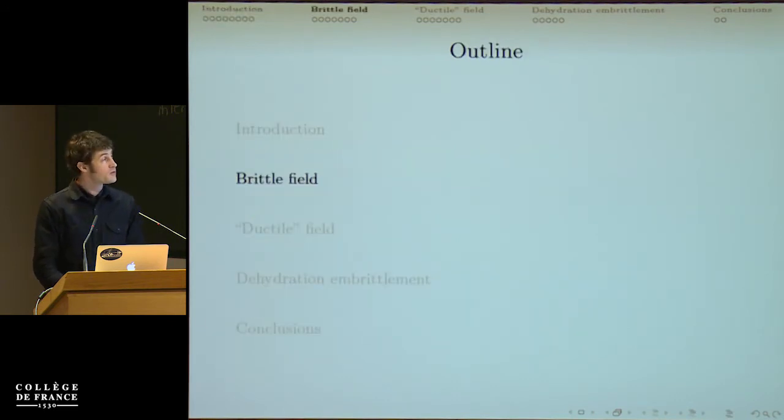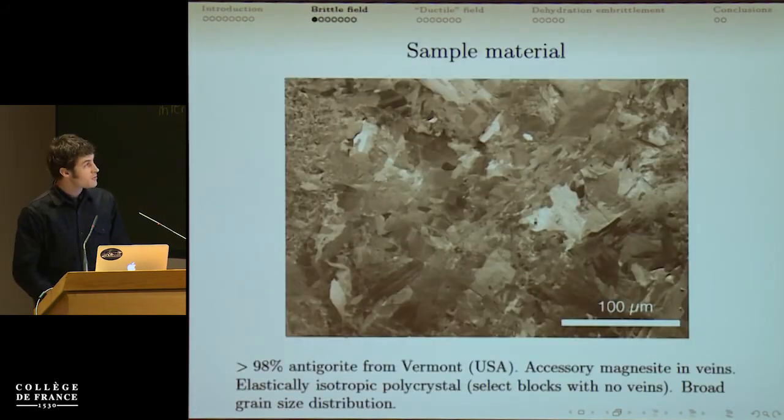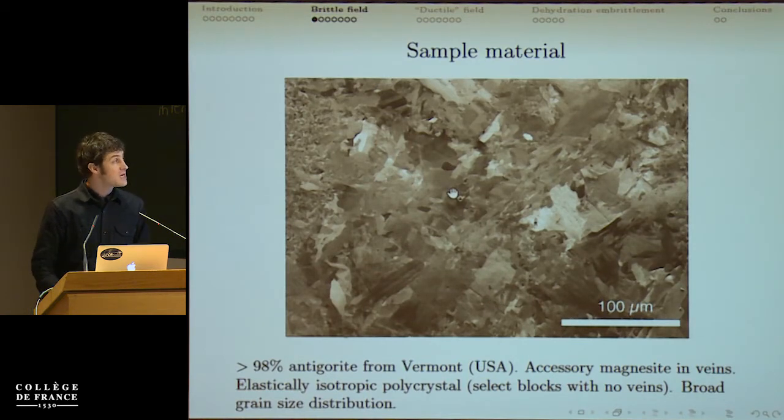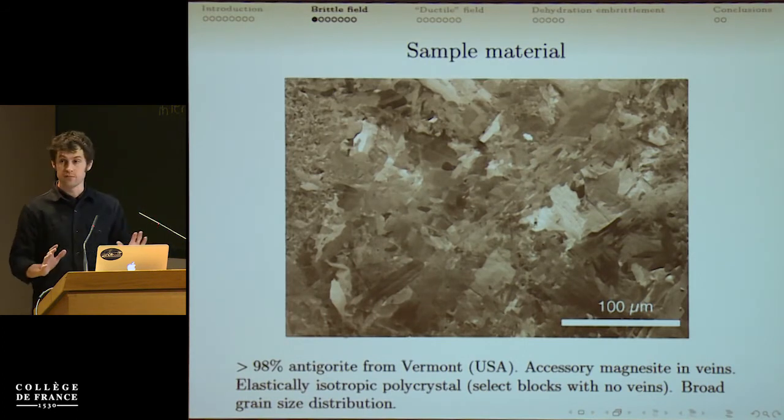So, the brittle field. I'm going to deform antigorite in a brittle regime, try to understand how it works, and if it's similar to other rocks we know about. So the sample material was all nearly pure antigorite from Vermont, US, 98% pure. There's a small amount of magnesite in some veins, so this is the backscattered electron map of the starting material. The scale bar is 100 microns. So this material, surprisingly, is elastically isotropic. It's polycrystalline. And we don't see any clear CPO in this intact initial material, which is why we use this. So we have the simplest antigorite rock, if you want, as a starting material.